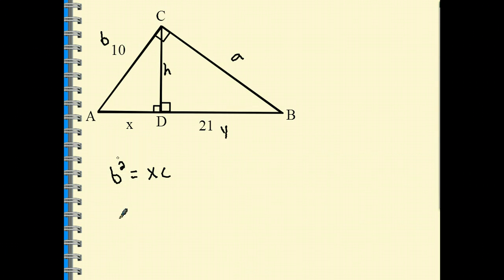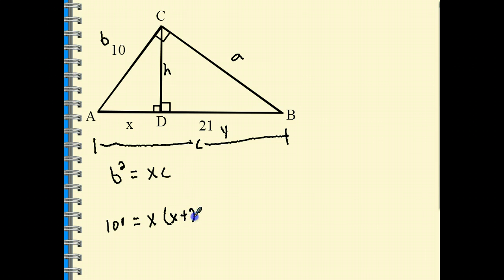So we know b is 10, so b squared is 100. And we don't know what x is, so we're just going to leave x there. And we ask ourselves, well, what's c? c is not 21 here. c is this entire segment, the hypotenuse. And so in this case, c is the quantity x plus 21. That's important: we need to recognize that c is the entire hypotenuse, the quantity x plus 21.